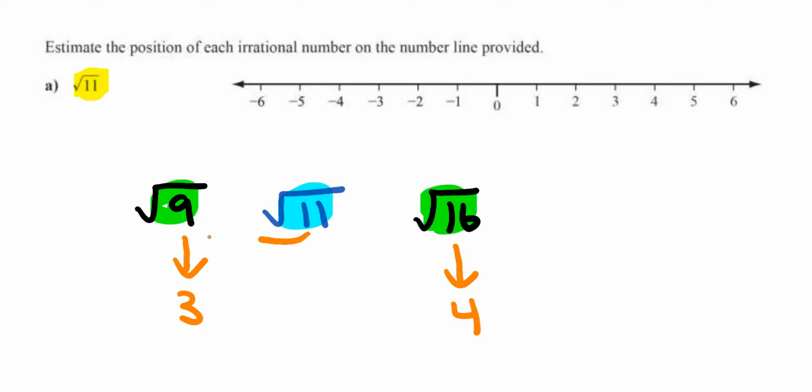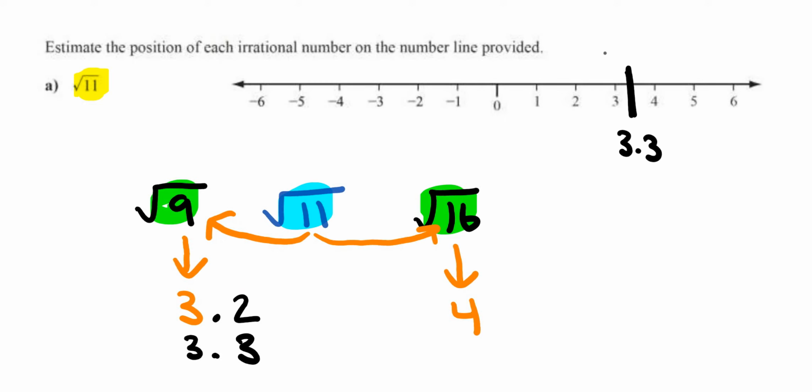So since 11 is closer to 9 than it is to 16, we can approximate this to be roughly, I don't know, 3.2. So that could be a decent approximation, 3.2 or 3.3. Those are all pretty close approximations, but you shouldn't give an answer like 3.9 or 3.7. So 3.3 is roughly around here. Or let's just write down that the square root of 11 is roughly in that region right there. And that's all we're going to do to estimate these square roots.